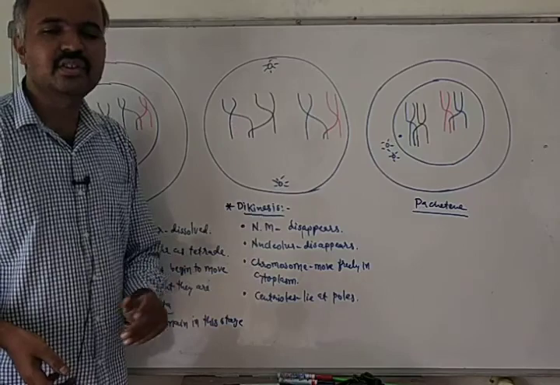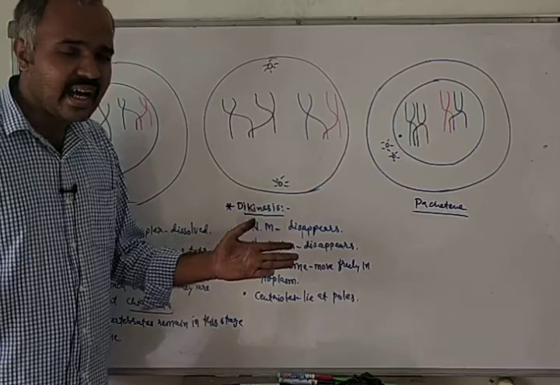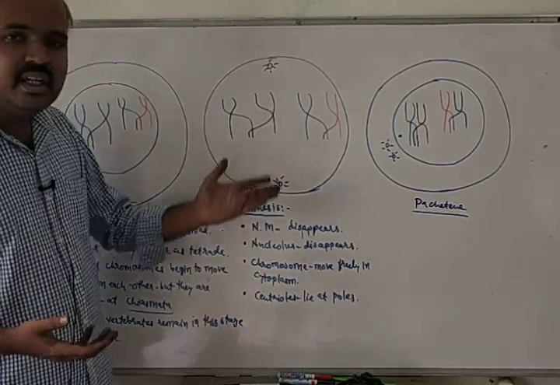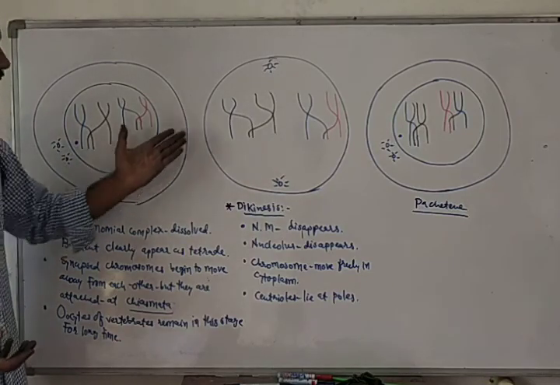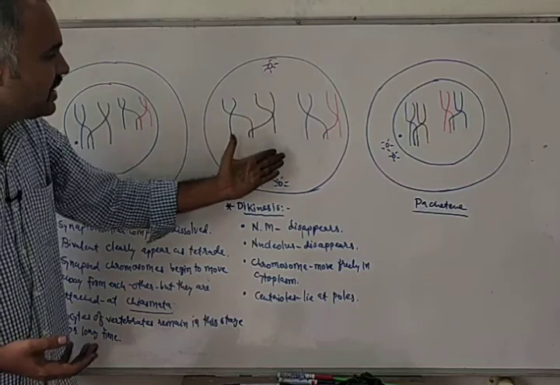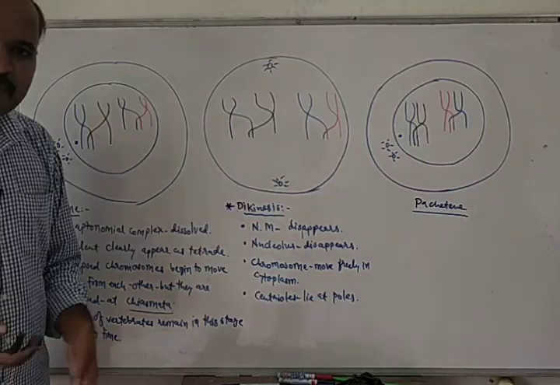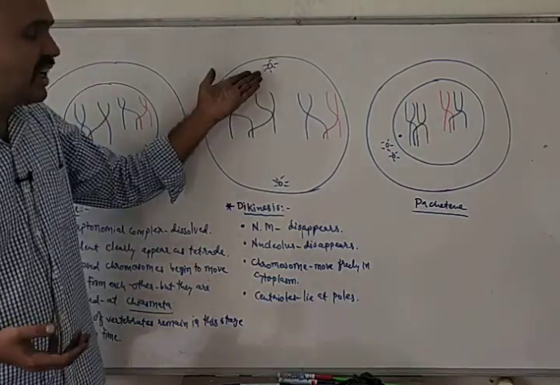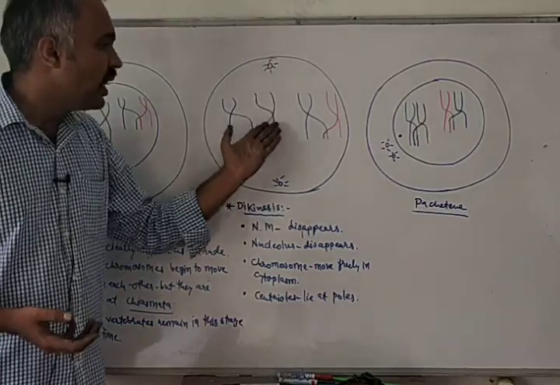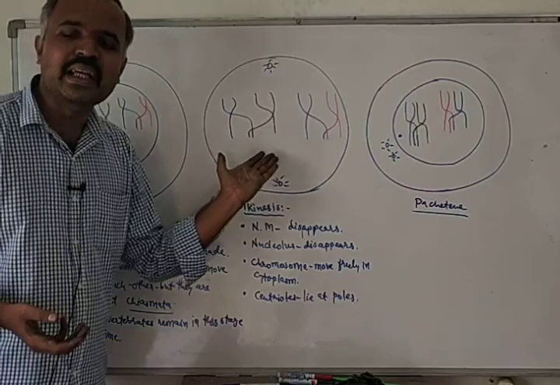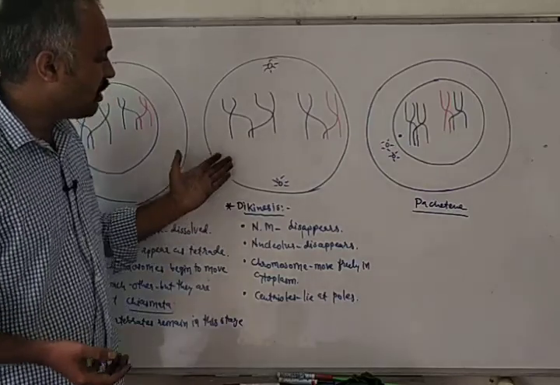And then the last stage of prophase 1 is diakinesis. What are the evident changes that occur in this stage? The evident change is loss of nuclear membrane, and loss of nucleolus. The third evident change is that centrioles have reached the poles. And now the chromosomes are floating passively in the cytoplasm. So this is all about diakinesis.